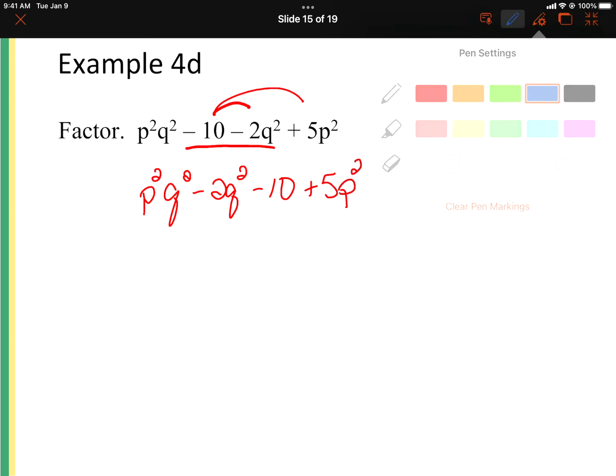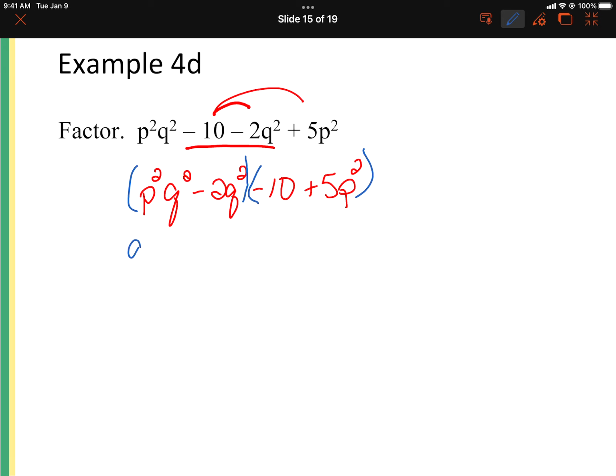Because now I can do my parentheses, and they have something in common I can factor out. So what does my first group have in common? A q squared, which would leave me p squared minus 2. What am I going to take out of my second set? A 5, but because this 10 is negative, I'm going to take out a negative 5. Why does it have to be negative? Whenever the first term is negative, you always factor a negative out.